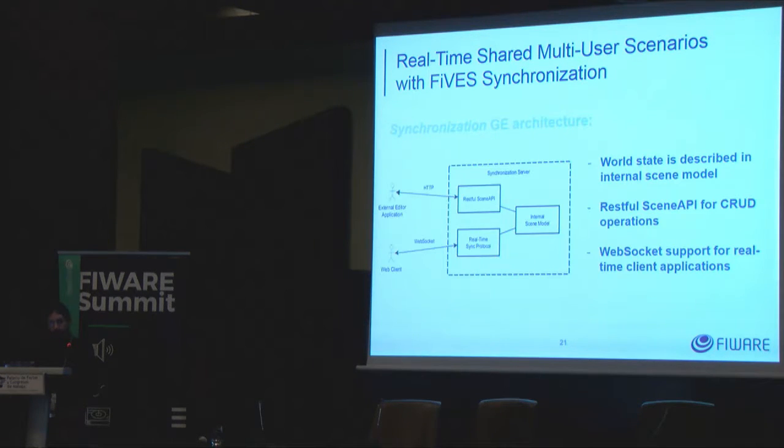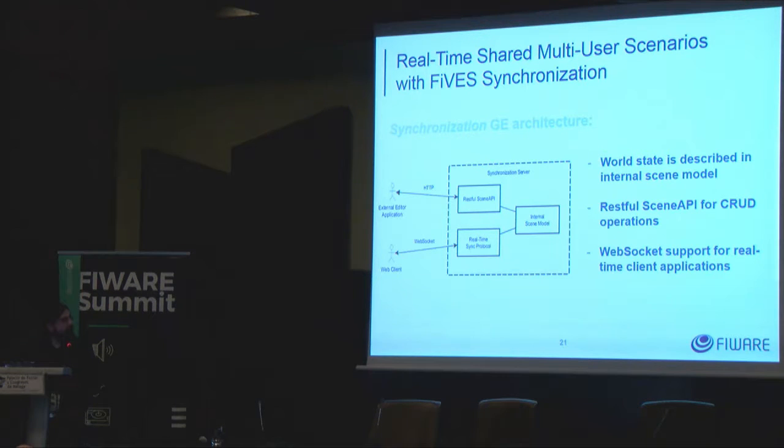So the very high-level architecture looks like this. I've mentioned it shortly before already. We have the server, which provides the RESTful Scene API, which is not necessarily meant to be compatible with the real-time requirement. It can be, but doesn't need to be, but is more for external access and one-time modifications, like external editor applications, or one-time queries to just get the current world state.